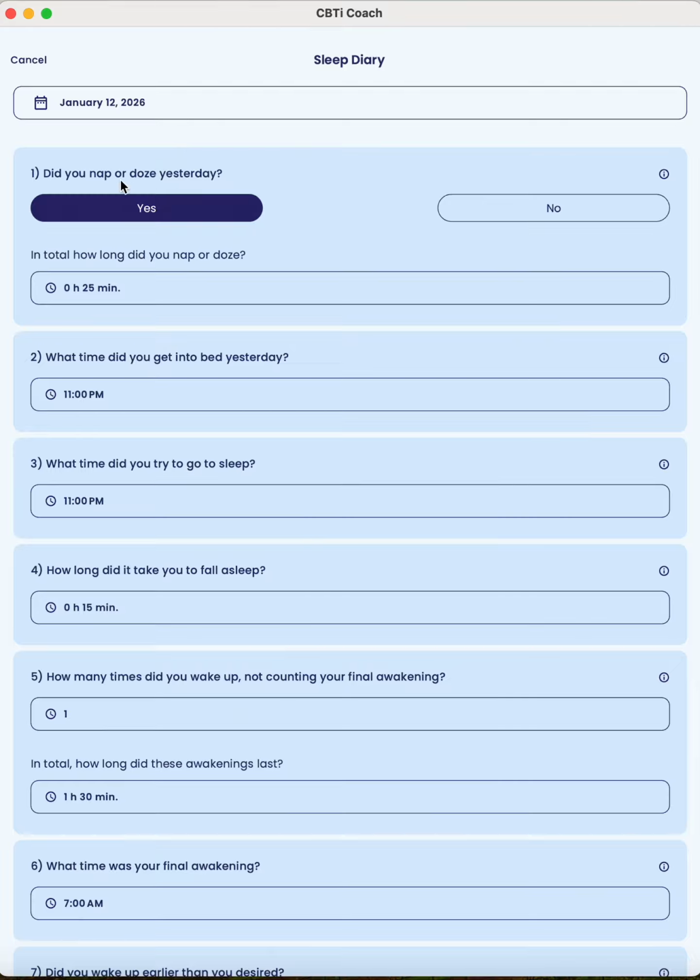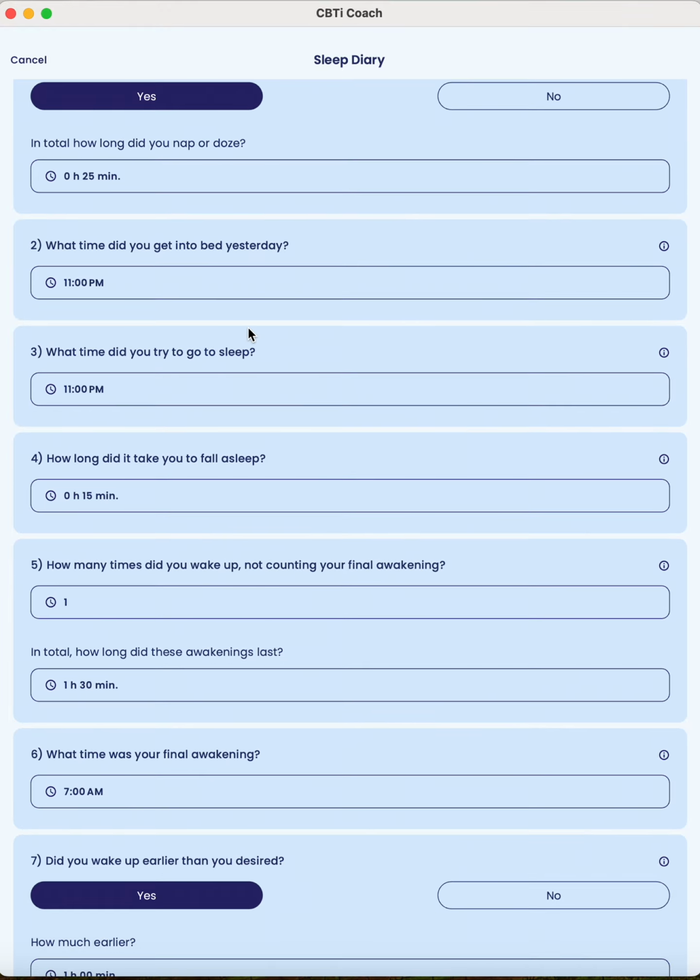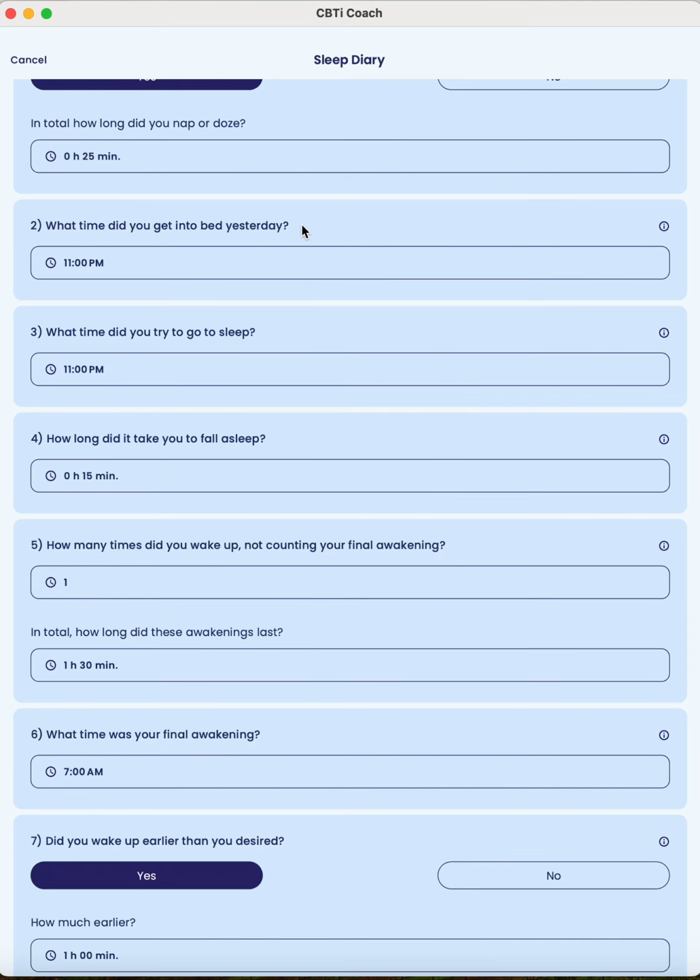So let's go through these questions together. Question 1, did you nap or doze yesterday? I'm going to say yes. I took a 25-minute nap. We're going to say that. Question 2, what time did you get into bed yesterday? This is what time you physically got into bed, not necessarily what time you were ready to fall asleep. So we're going to say 11 p.m.